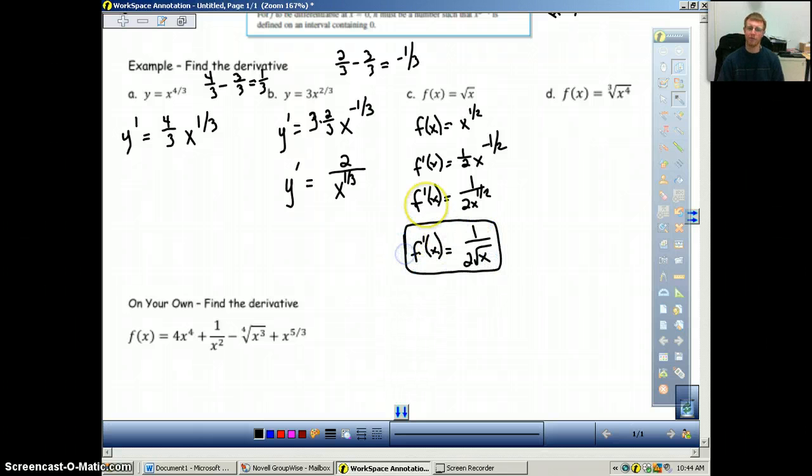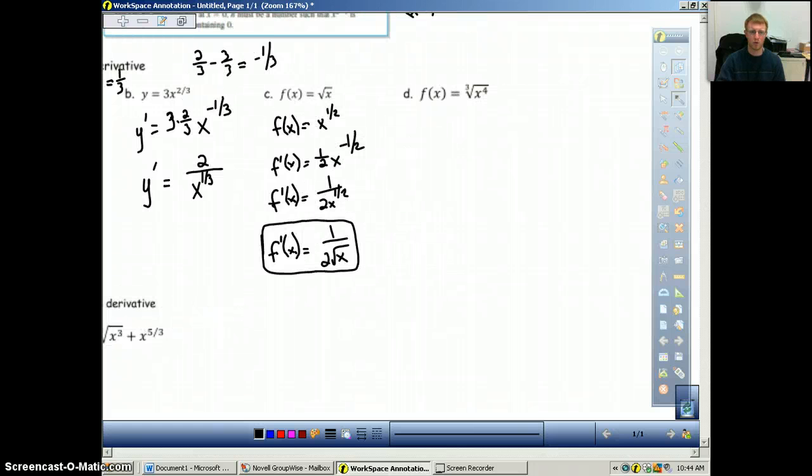And again, you don't have to keep all of these steps in here. You're allowed to skip steps. I'm just trying to make sure I show everything to you so that way you won't get confused.